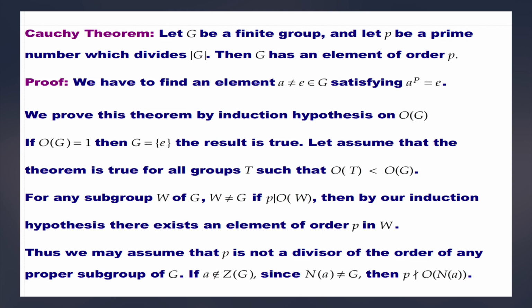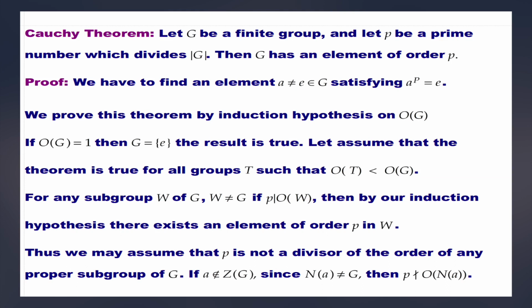We prove this theorem by induction on the order of G. If the order of G is equal to 1, then G is the identity, and the result is true. Let us assume that the theorem is true for all groups T such that the order of T is strictly less than the order of G. For any subgroup W of G, W not equal to G, if P divides the order of W, then by our induction hypothesis there exists an element of order P in W. Thus, we may assume that P is not a divisor of the order of any proper subgroup of G.